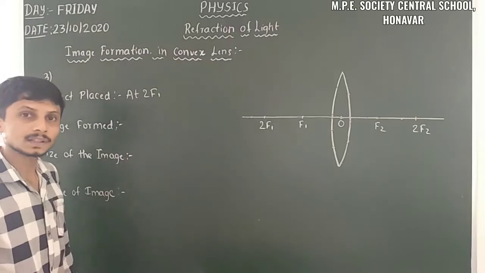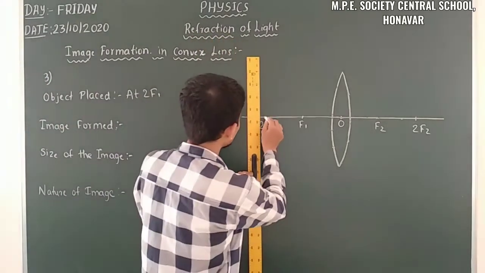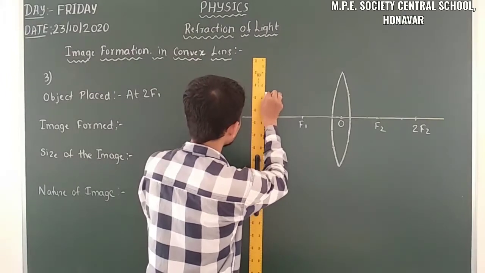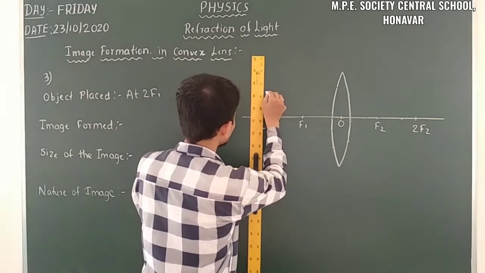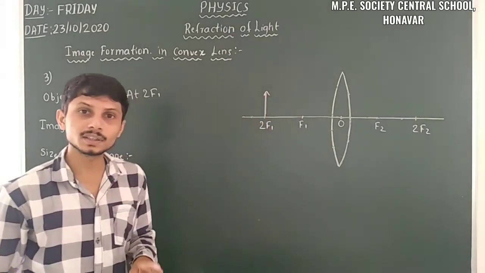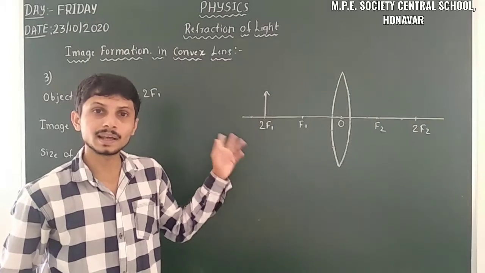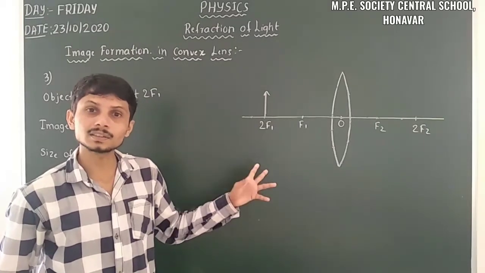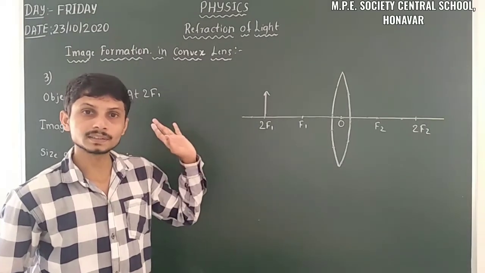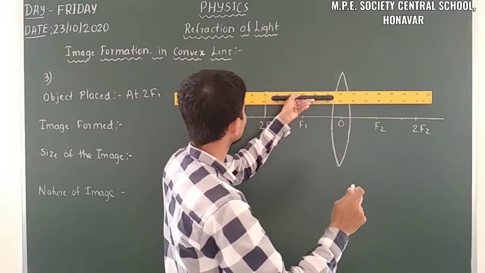So we have to place an object at 2f1. So here we have to locate that object here, like this. Here also, same, we have to consider two ray behaviors. One is parallel to the principal axis, another one is the ray that passes through the optic center. So let us take those two ray behaviors.